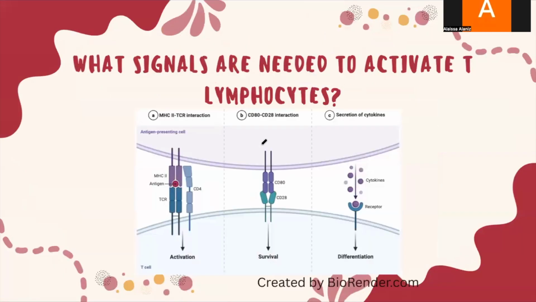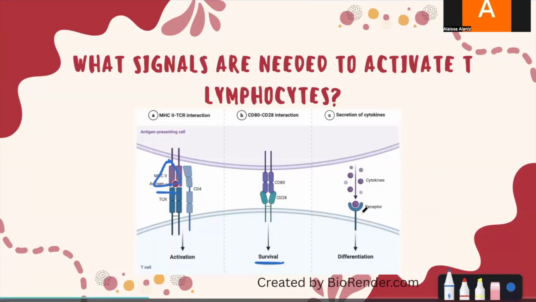So what signals are needed to activate T lymphocytes? Signal 1, antigen recognition. The first signal occurs when the T cell receptor binds to the antigen presented by the MHC molecule on an antigen-presenting cell. This provides antigen specificity. Signal 2, the second signal, is a co-stimulatory interaction between CD28 on the T cell and B7 molecules such as CD80 or CD86 on the antigen-presenting cell. Without this signal, the T cell may become inactive or unresponsive.